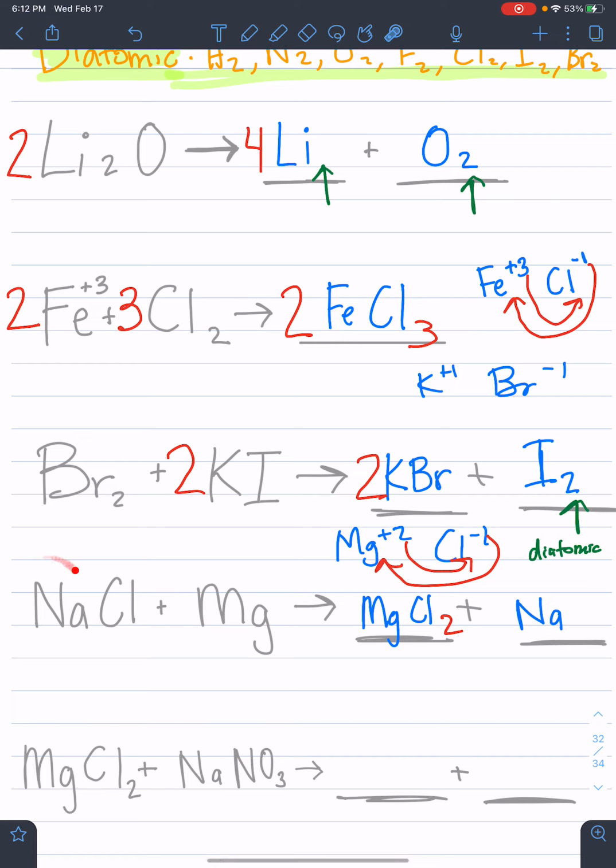You'll notice we have 1 Na, 1 Na. That's good. We have 1 Cl, 2 Cls. So we need to get 2 over on this side. So you add a 2. Then you have 1 Mg, 1 Mg. That's good. Now remember we put a 2 here, so we have 2 Cls to match that. But we also have the 2 Nas. So this one we need to change to get a 2 in front for 2 Nas.